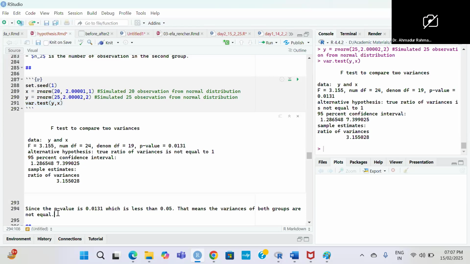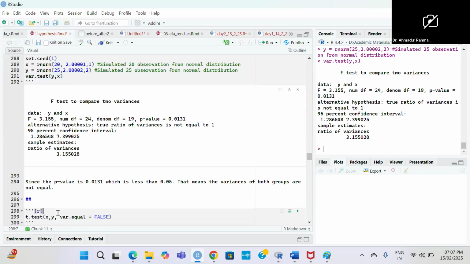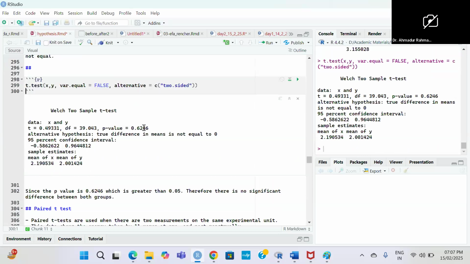So we may use the t-test when the variances are not equal. All the things are the same: t.test(x, y, var.equal = FALSE), and we may also add alternative equals "two.sided" and then run this. Again, check out this one. What is the p value?